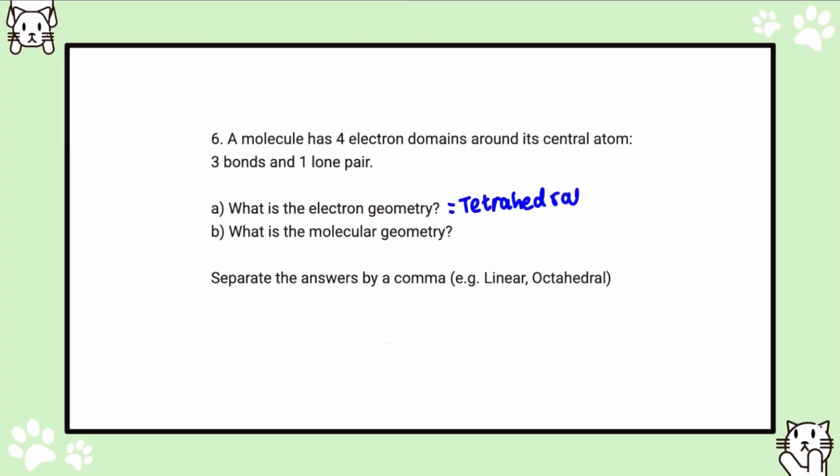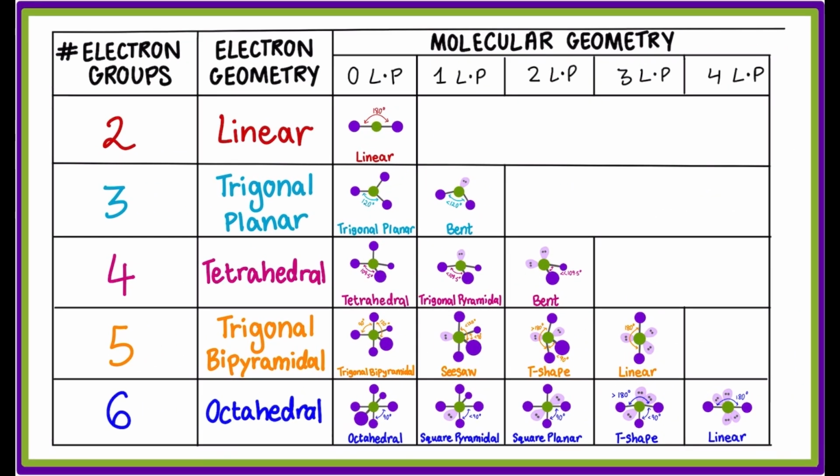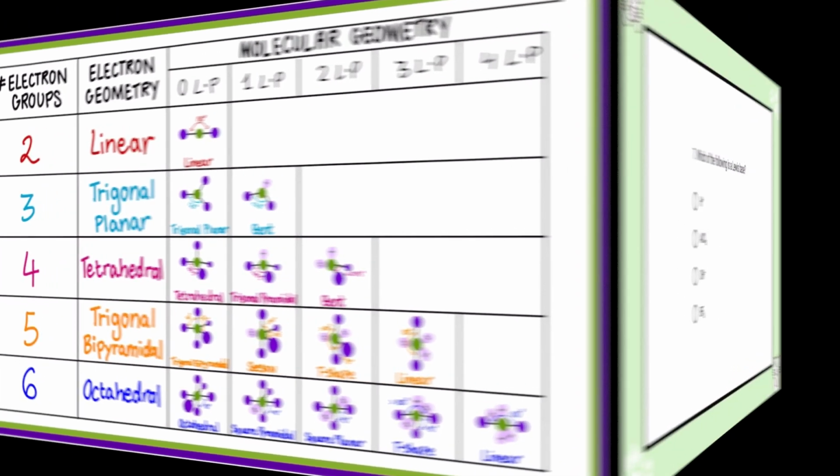Because the electron geometry does not discriminate against lone pairs. Since molecular geometry does, it will ignore that lone pair and be called trigonal pyramidal. If you check out ChemCat's VSEPR Theory chart, our molecule would fall into this category right here.